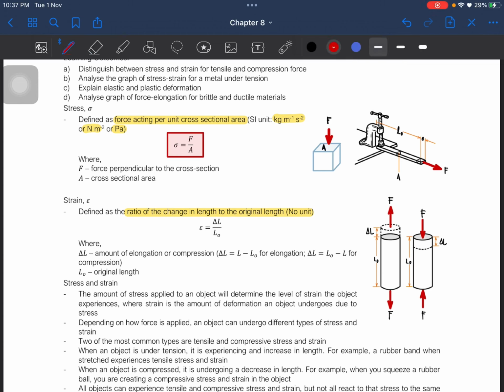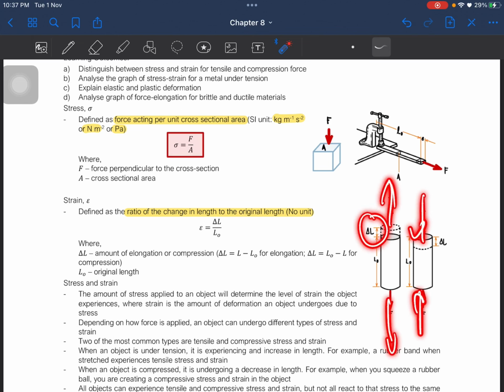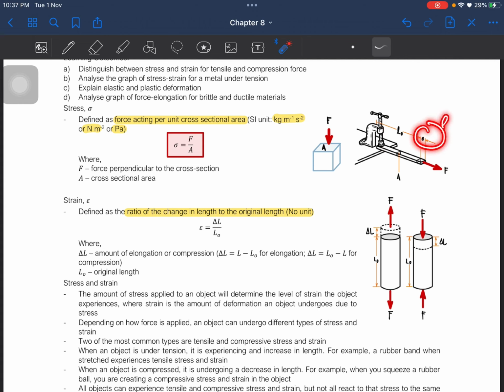So delta L is the amount of either it elongates ataupun it is compressed lah. So this is compression, this is elongation. So this is the value of delta L, this is delta L untuk compression lah. Okay, so L naught is basically just the original length. Ataupun di sini, E here is basically telling you the elongation lah. So after it is being stretched out here, the extension is just this small part here lah.